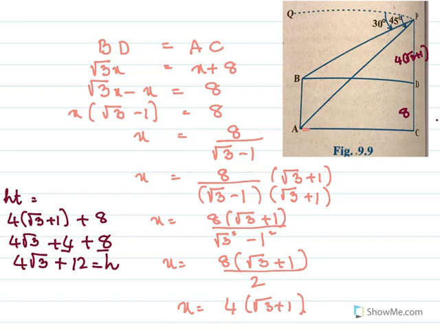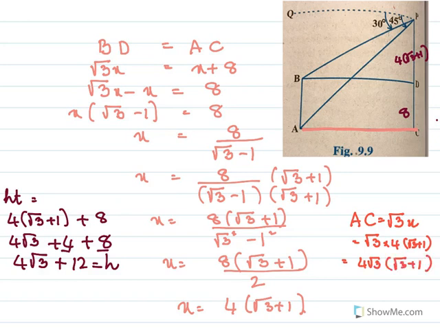And to find the distance between the buildings, this AC was the distance between the buildings. And you saw AC, we have found AC. AC was equal to BD, root 3x, and we saw that the x was 4 root 3 plus 1. So that will be 12 plus 4 root 3 would be the distance between the buildings.